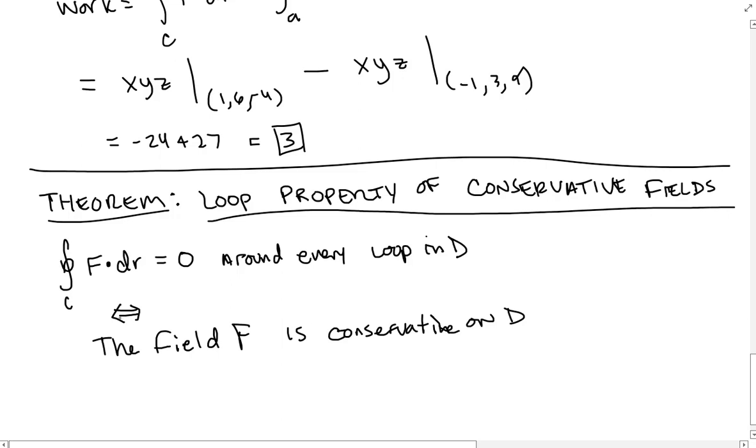Alright, so this double-sided arrow means that if the field is conservative, starting from the second sentence, then this integral on every closed curve or every loop is 0. And in the other direction, if the integral is 0, then the field is conservative. So, if and only if; again, they imply each other.